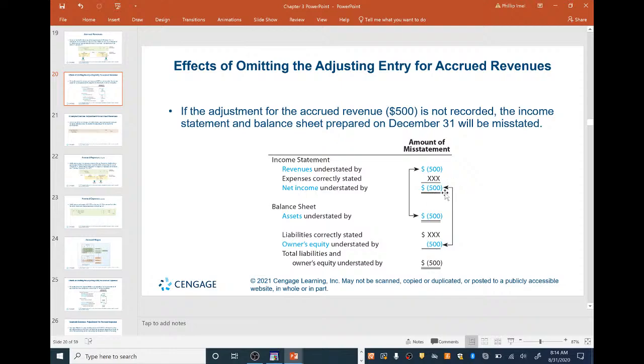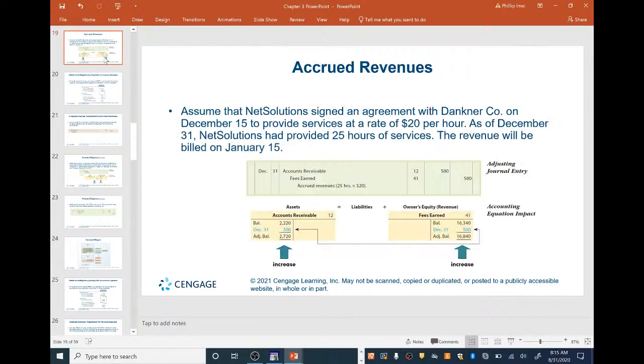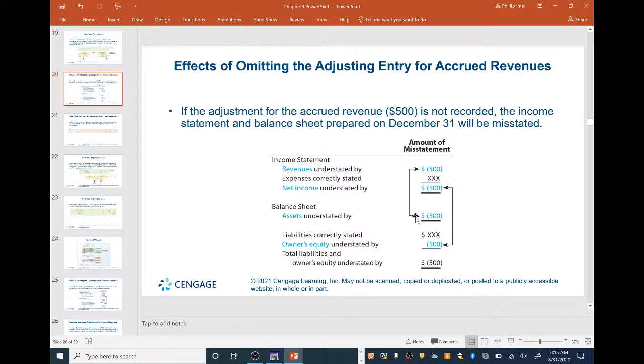So let's look here. Our net income, remember? Now let's start with revenues. So if revenues are understated by 500, then our assets are going to be understated by 500. Because remember, here's our asset, right? When we said, okay, you owe us $500 because we provided the service, but you haven't paid us, that's an asset, right? So when we debit the accounts receivable, that's increasing at 500. If we omit it, assets are also going to be understated.